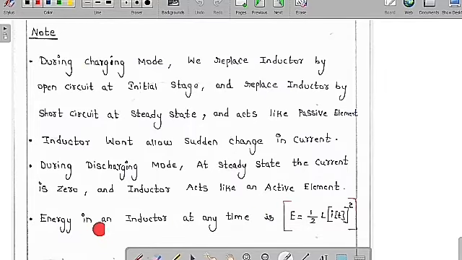Energy in an inductor at any time is equal to half L i square. So if you know the current at any time, just substitute it in this formula, and you are going to get the energy in the inductor at any time.